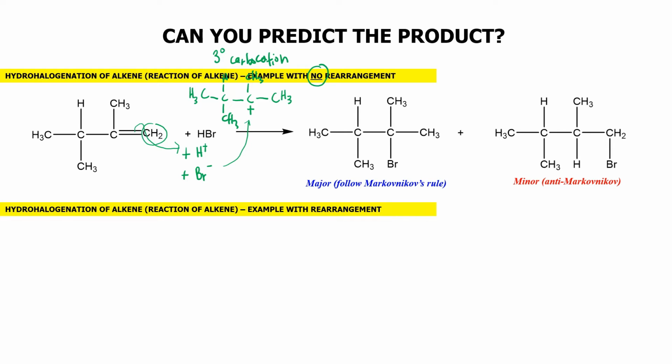Second example juga untuk hydrohalogenations of alkene, tetapi di sini kita nak tengok example with rearrangement. So suppose that we have this kind of alkene dan kita nak reactkan dengan HBr. So lagi sekali sama juga, maksudnya adalah kita akan tambahkan H plus and Br minus. So again, dalam step ini we have to consider Markovnikov rule. So carbon ini ada dua hydrogen, carbon ini ada satu hydrogen sahaja. Definitely this carbon has more hydrogen.